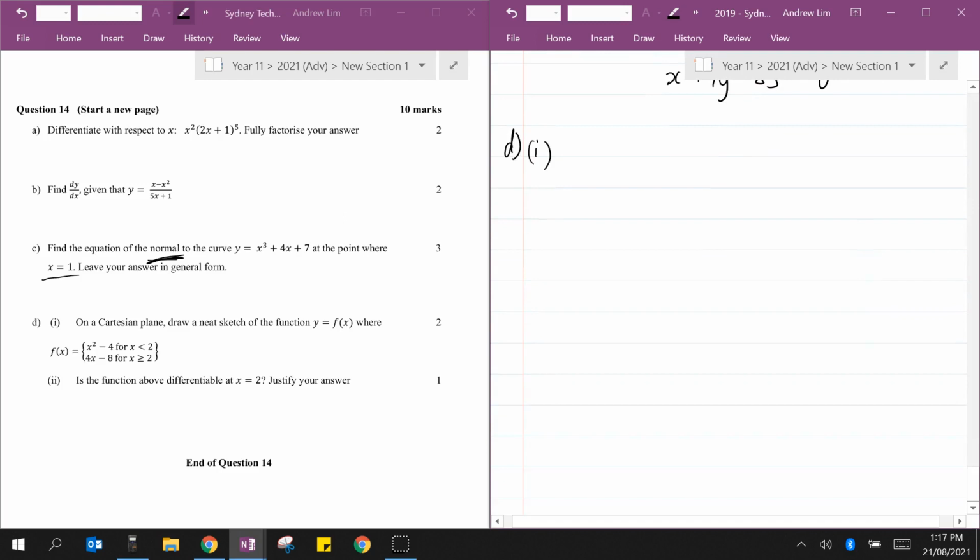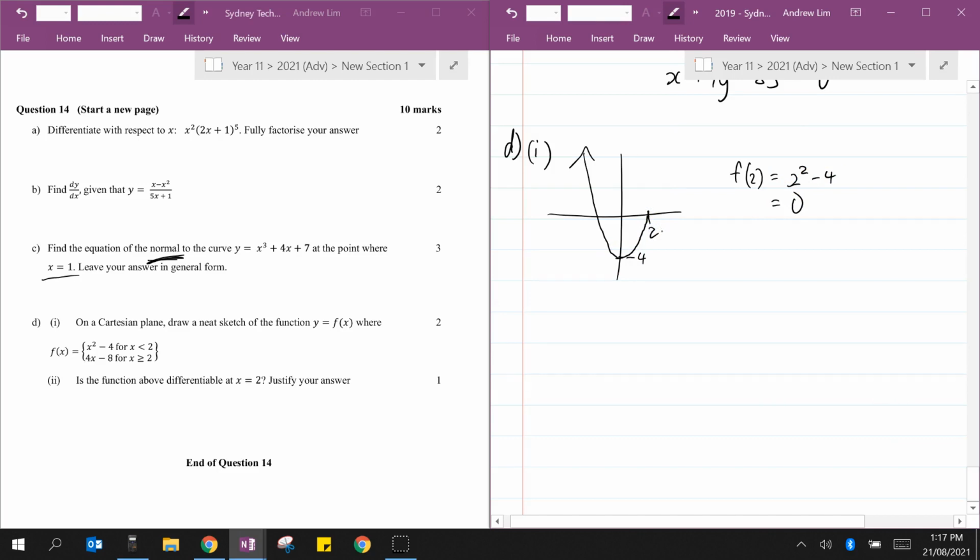Alright, so I know x squared minus 4 looks something like this. So here's minus 4. I know it's going to look something like this. But we're only going to be drawing it up to when x is equal to 2. So technically, what is y when, what is f of 2? It'll be 2 squared minus 4, which is 0. So it's going to approach 0 when x is 2. Okay.